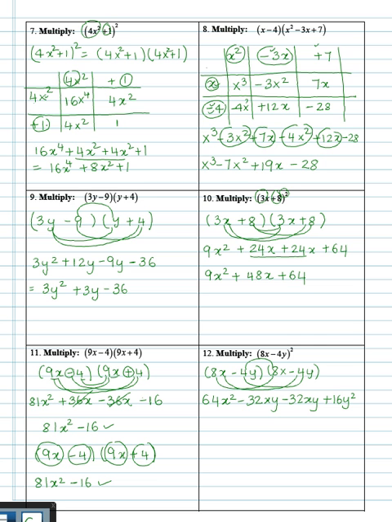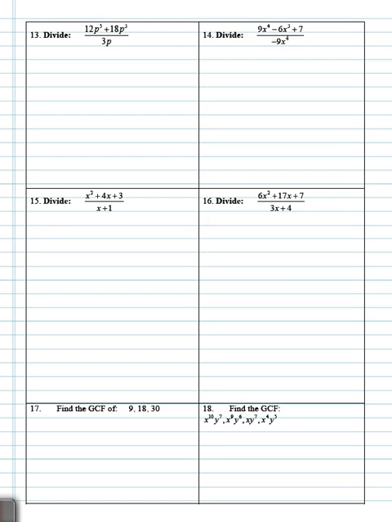So you always have to pay attention to what kind of variables you have. If you're having x and y, you have 32xy. Now combining the like terms, I have 64x squared, negative 32xy minus 32xy is negative 64xy, plus 16y squared is your final answer. Problem 13.